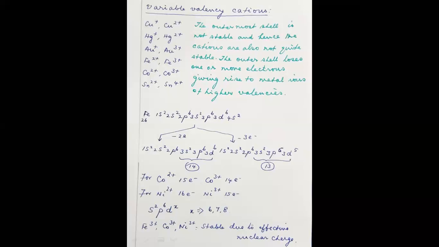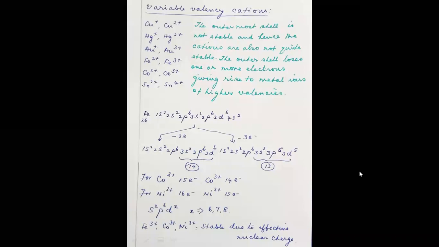The outer shell loses one or more electrons, giving rise to metal ions of higher valencies, which means that they can lose one after the other electrons. For example, the p orbitals are degenerate, but d orbitals are not degenerate. They are with different energies. So when a little more energy is supplied, there is a possibility for the removal of one or more electrons, giving rise to metal ions of higher valencies.